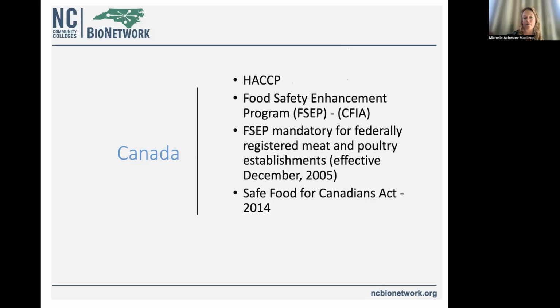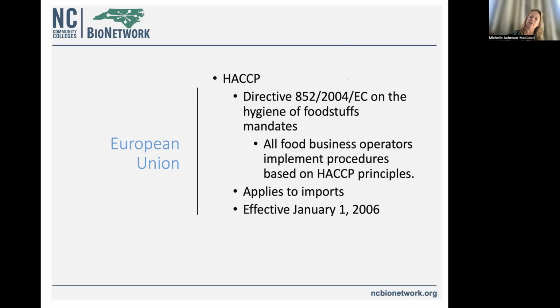Now in Canada, they have HACCP as well. They have the Food Safety Enhancement Program, which is mandatory for federally registered meat and poultry establishments. And they also have the Safe Food for Canadians Act, which is pretty similar to FSMA. Now in the European Union, they have HACCP as well. And that mandates all food business operators implement HACCP principles. That applies to imports as well. So wherever you're selling a product to, you have to follow the regulations for that country. So if I'm shipping to the US, I need to follow the rules in the US. If I am shipping to Canada, then I need to follow the rules in Canada.